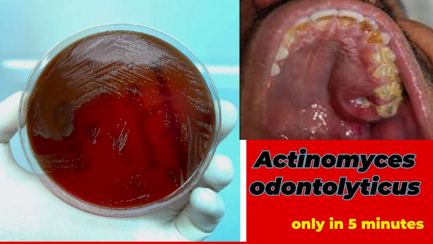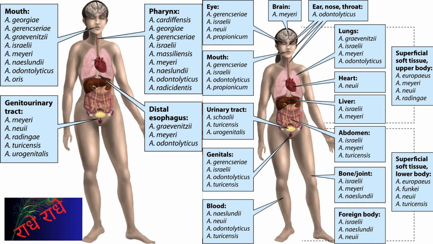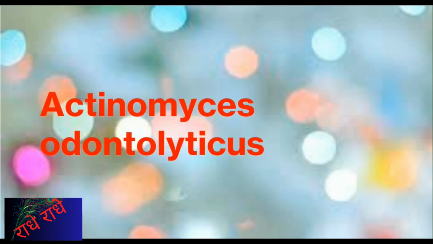Good morning everyone. Today we will be discussing Actinomyces odontolyticus, an important bacterium that is a gram-positive, facultative anaerobe found in the oral cavity, particularly in dental plaque and periodontal pockets. We will explore its habitat, morphological features, biochemical characteristics, host range, virulence factors, mechanisms of antibiotic resistance, and more. Let's take a closer look and begin.